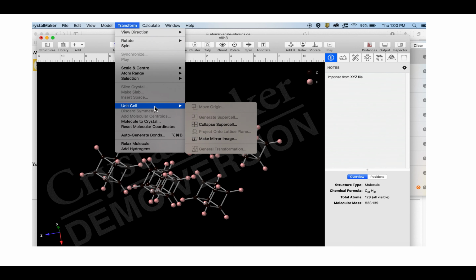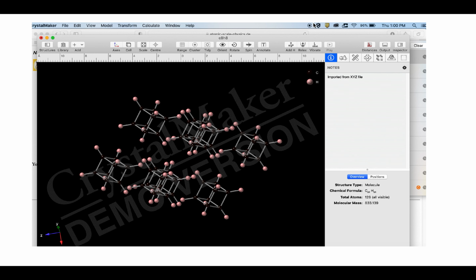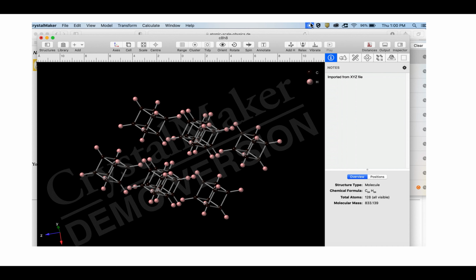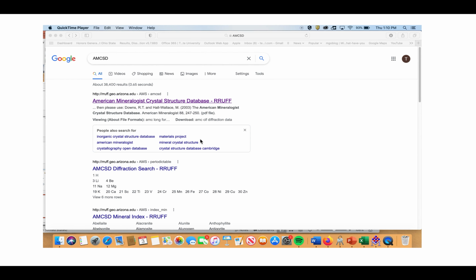If I tried to expand it out, it didn't give me that option because it's showing all of the total atoms present. Within this website, when I clicked on that, it was giving me this XYZ representation.